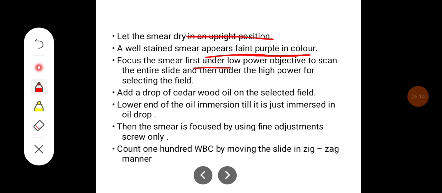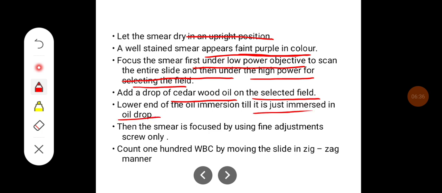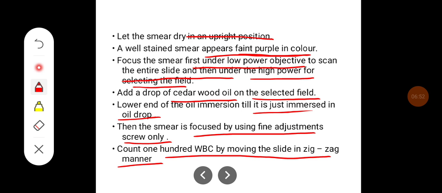Focus the smear first under the low power objective to scan the entire slide, and then under high power for selecting the field. Then add a drop of cedar wood oil on the selected field. Lower the oil immersion objective till it is just immersed in the drop. So that means the oil immersion objective should touch the cedar wood oil. Then the smear is focused by using the fine adjustment screw only. Then count 100 WBCs by moving the slide in a zigzag manner.